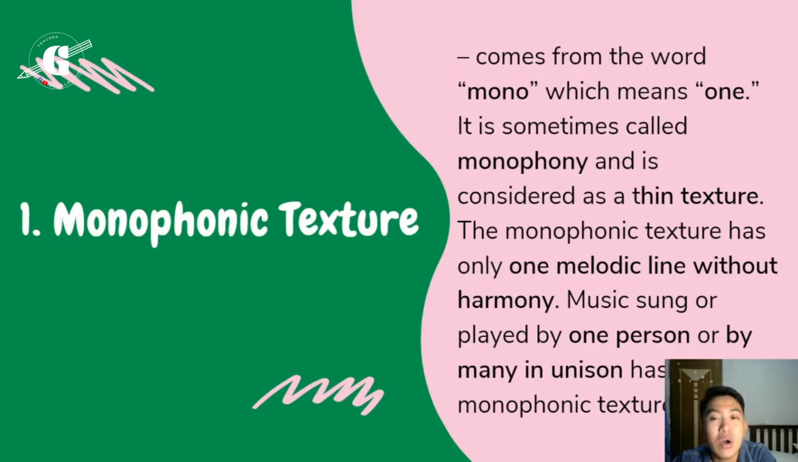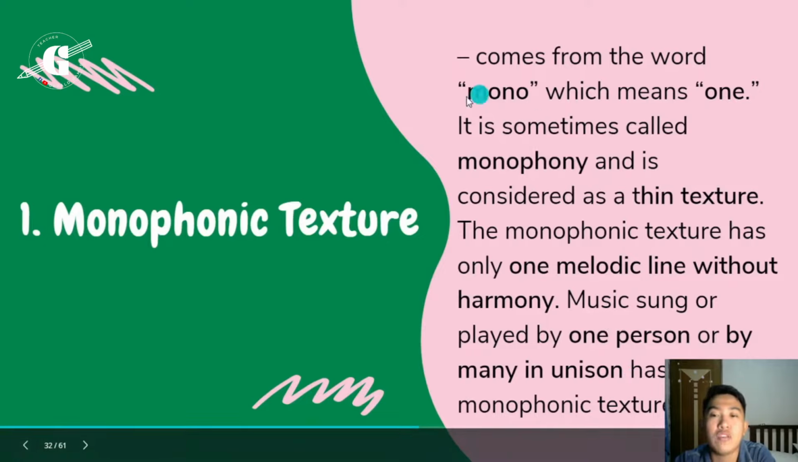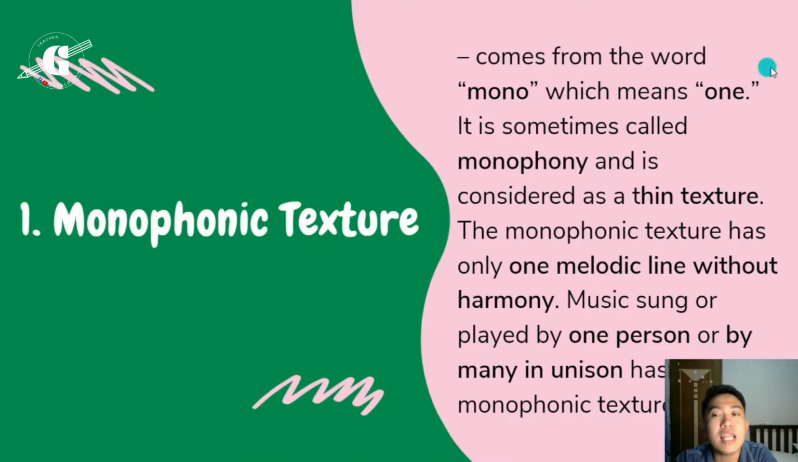So, sabi dito, ito ay nanggaling sa salitang mono. Okay, so this one, mono, na ang ibig sabihin ay one, which means isa. Okay? It is also sometimes called monophony. At kapag monophony ang texture ng isang awitin, yun ay mayroong thin texture o manipis lamang ang kanyang texture. So, kapag sinabi nating monophonic texture, isa lang ang melody niya. Walang harmony. Ibig sabihin, walang ibang tono. Okay? Isa lang ang kanyang tono.